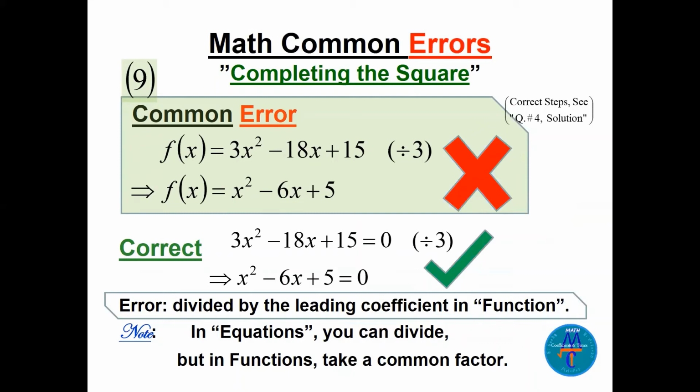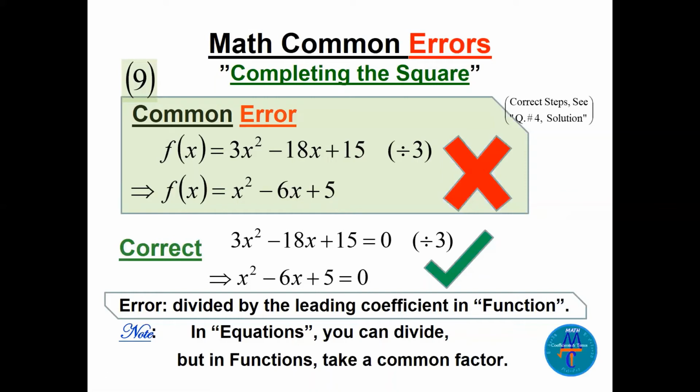When we are completing the square, remember, completing the square is a very important topic in algebra. Suppose we are solving equations or we have functions here, and we are concentrating just on completing the square. Suppose I need to complete the square here. Look here: f of x is equal to 3x squared minus 18x plus 15. If I divide by 3, so this divide by 3, this divide by 3, this divide by 3, is that correct?